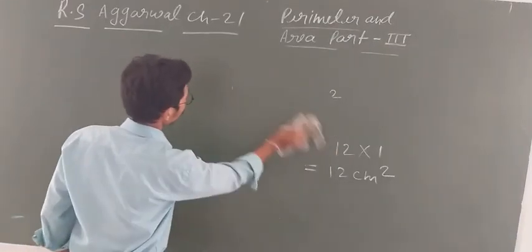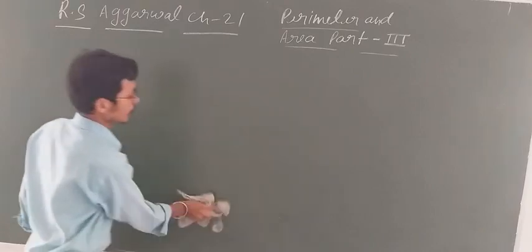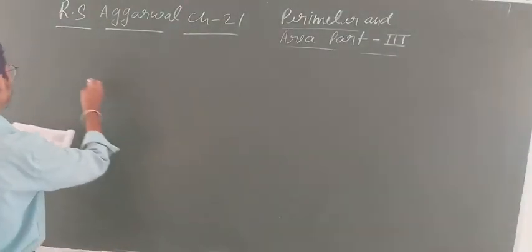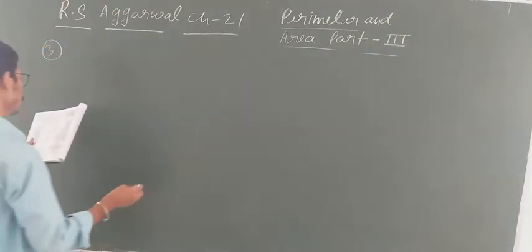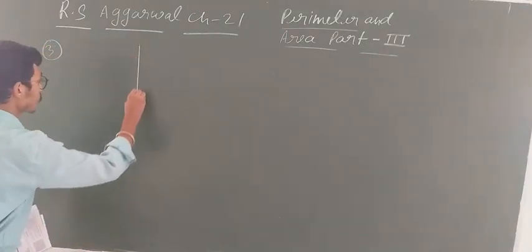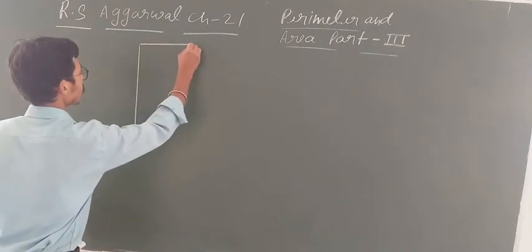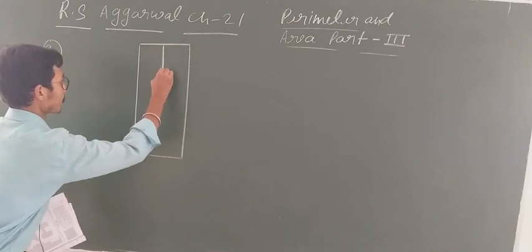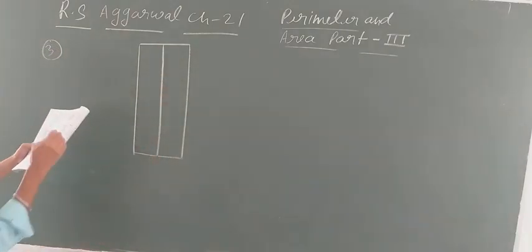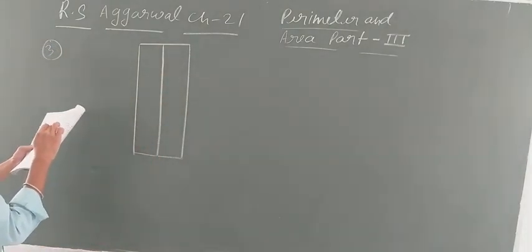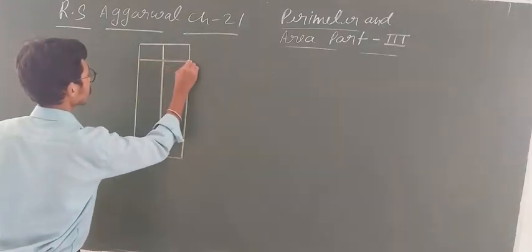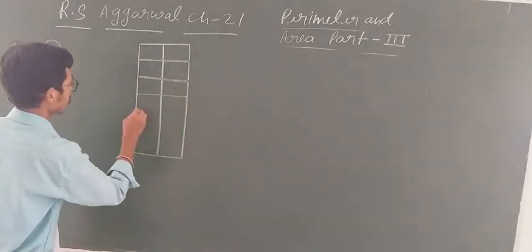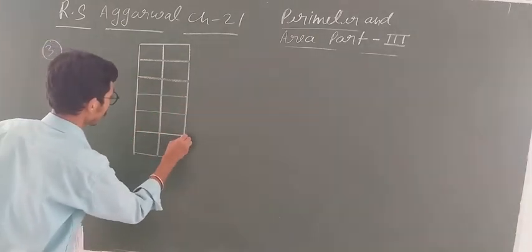If a full square is given, you will take 1 square centimeter, and if a half is given, you will take 1 by 2. Okay, so now come to question number 3. Question number 3 is also based on the same pattern. First you will draw the diagram, and the diagram should be correct. So 1 2 3 4 5 6 squares are given: 1 2 3 4, this is 5, and the last one is 6.